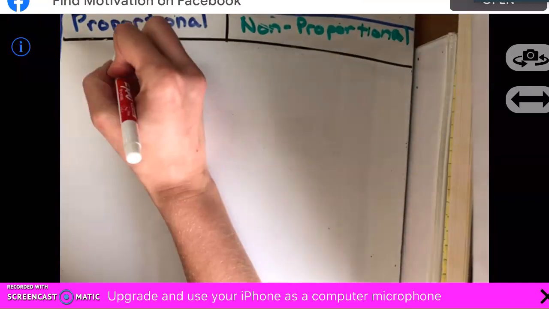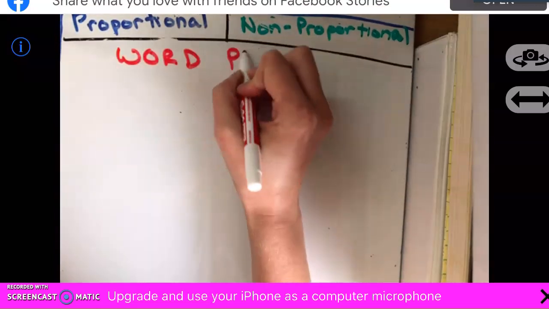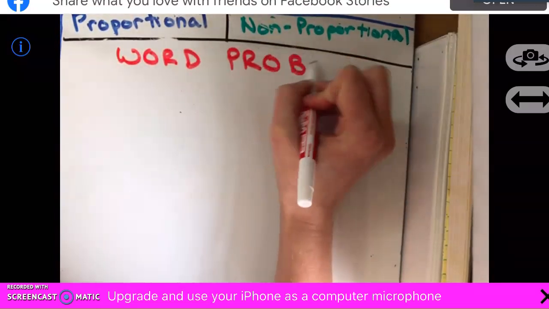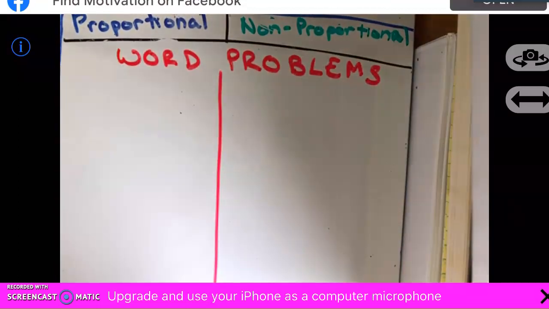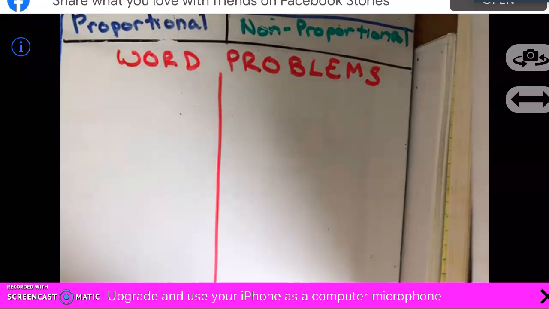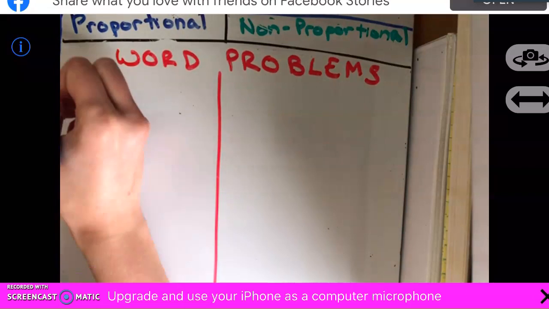Okay, so we've talked about graphs, tables, and equations, almost everything except for word problems. Now with these, I'm not going to give you a whole word problem and tell you if it's proportional or not. I'm going to tell you the key features of a proportional and non-proportional word problem, so that when you read it, you'll know what to look for and you'll know, oh, this is proportional.